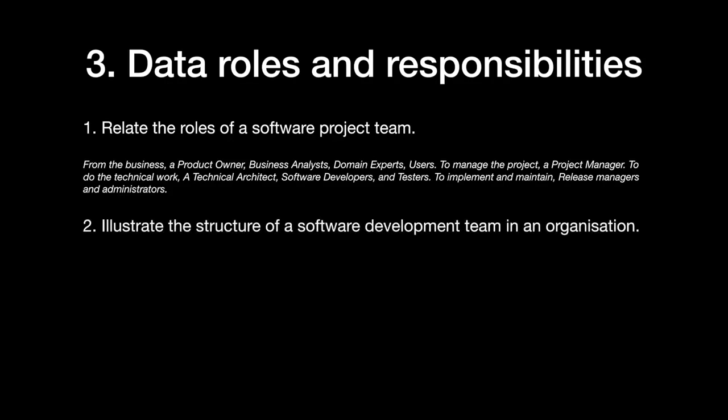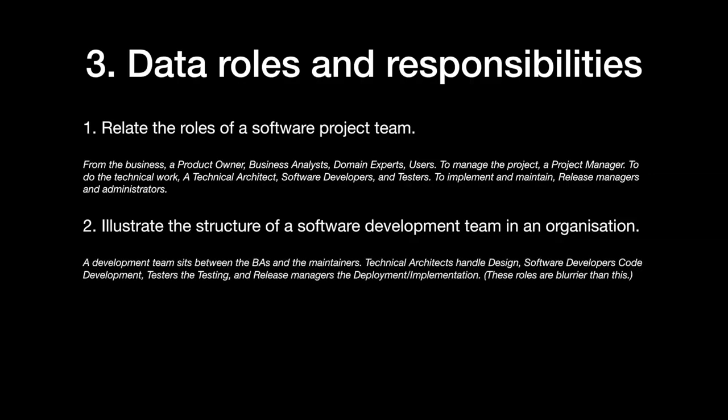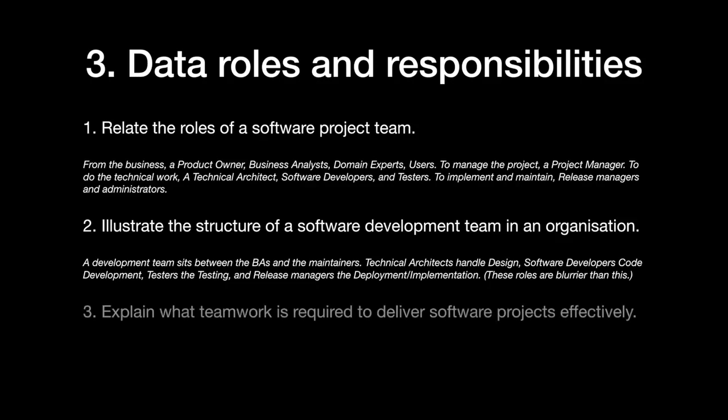Illustrate the structure of a software development team in an organization. A development team sits between the BAs and the maintainers. Technical architects handle design, software developers code development, testers the testing, and release managers handle the deployment/implementation, although of course in real life the roles are blurrier than this.